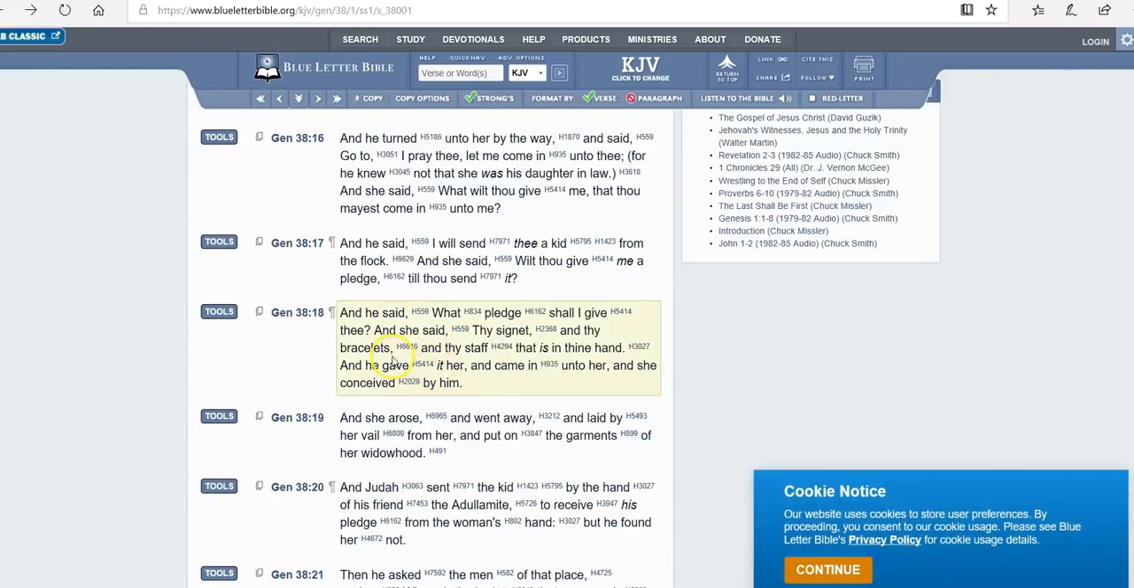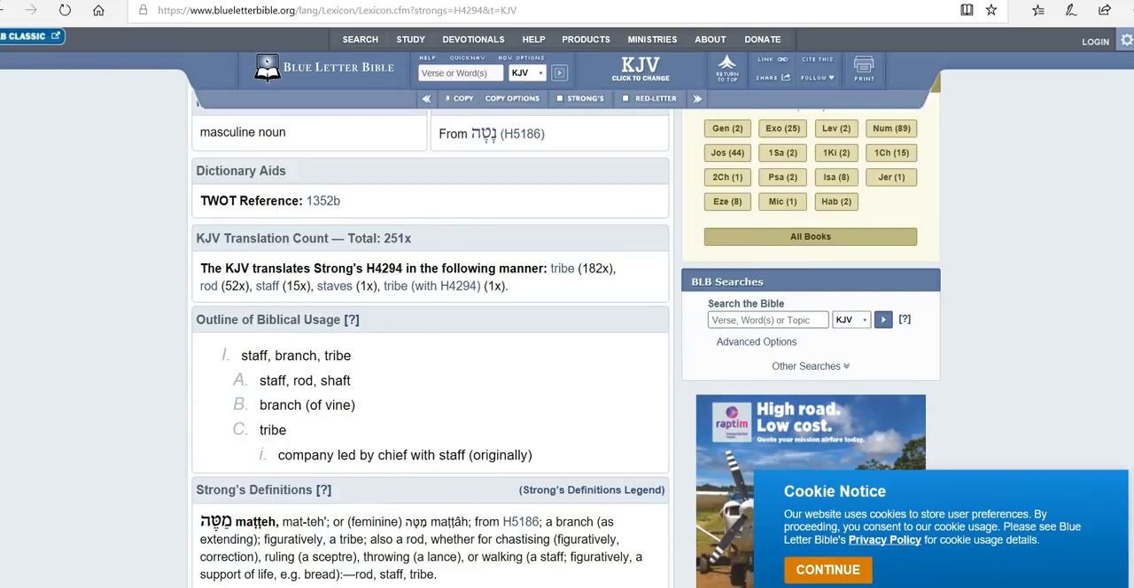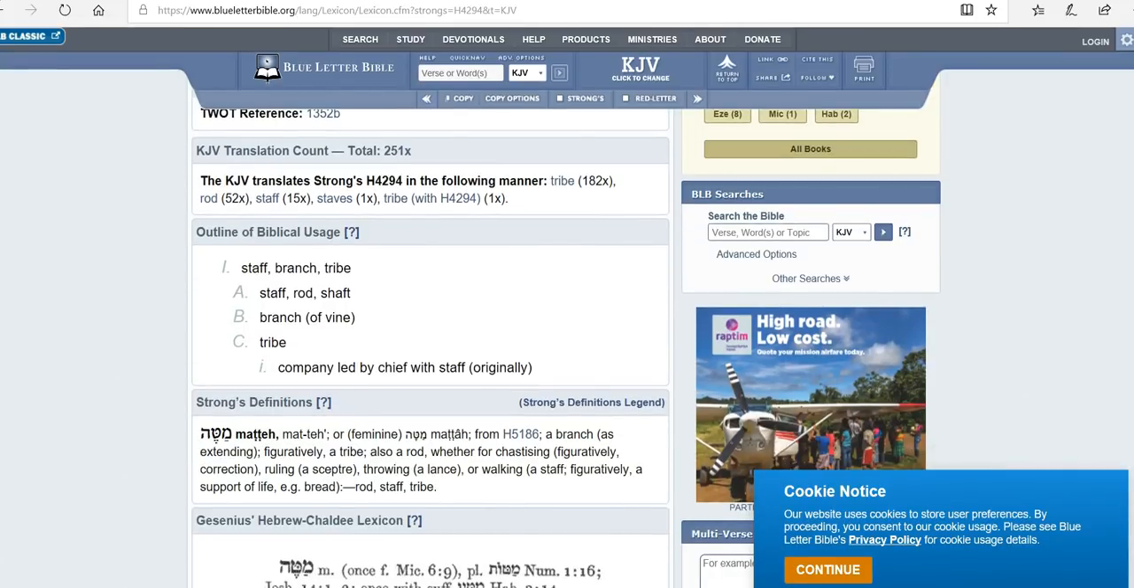And so then what was the last thing that he gave her? His staff. Well, let's take a look at that. Now, when I pulled that up, take a look at this. Staff, branch, tribe, rod, shaft. Now, guys, listen. When I see branch and rod, and then B says branch of the vine, and then C says tribe, my mind goes immediately, guys, I'm telling you, my mind goes immediately to Isaiah 11, right?